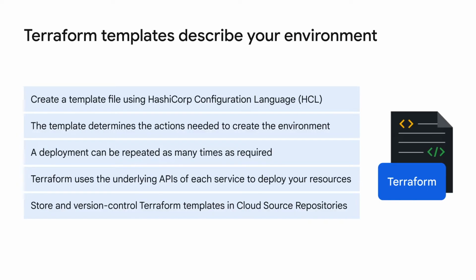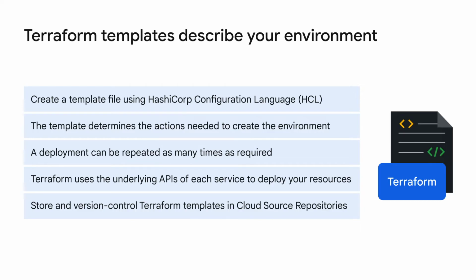To use Terraform, you create a template file by using HashiCorp Configuration Language, HCL, which describes what the components of the environment should look like. Terraform then uses that template to determine the actions needed to create the environment your template describes. If you need to change the environment, you can edit your template and then use Terraform to update the environment to match the change. A deployment can be repeated as many times as required with consistent results, and you can delete an entire deployment with one command or click.